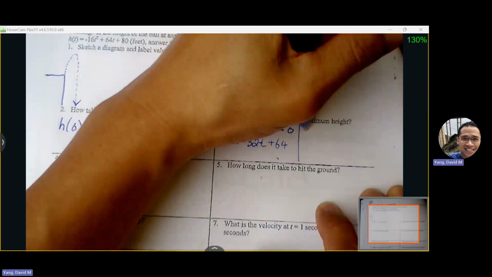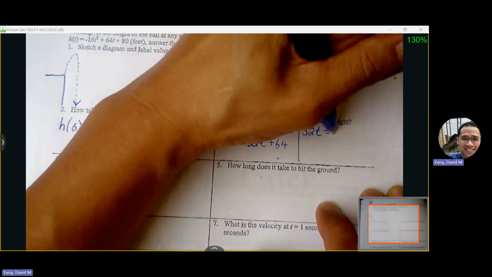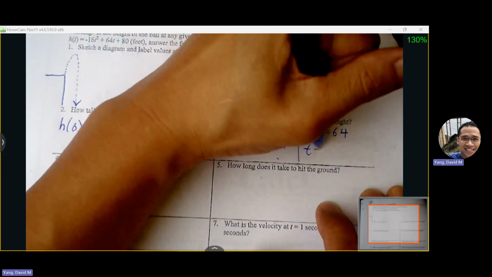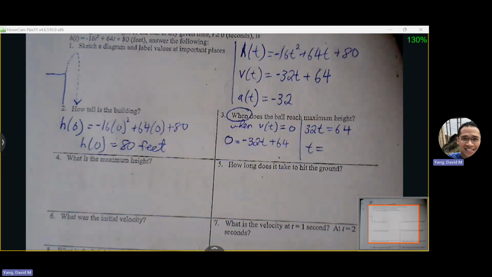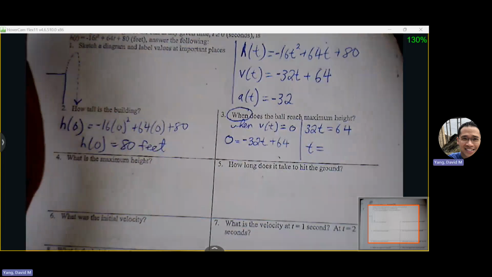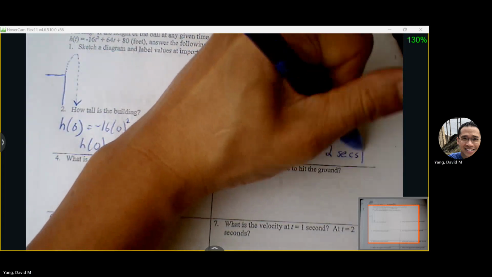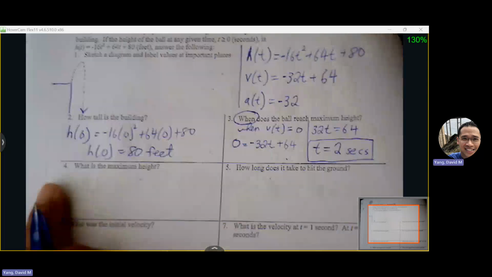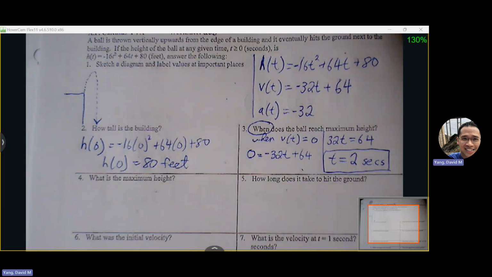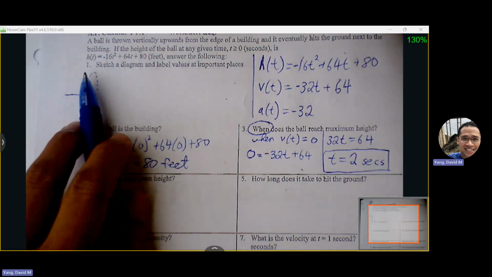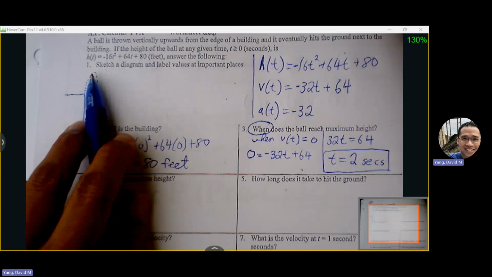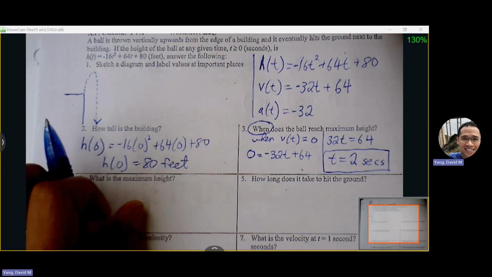And then solve for t here. 32t equals 64. So t is equal to what? Yeah, 64 divided by 32, 2 seconds. So we know that after the ball is thrown up in the air from the top of the building, 2 seconds later, it's going to reach its maximum height. And after 2 seconds, it's going to start to make its way down to the ground.